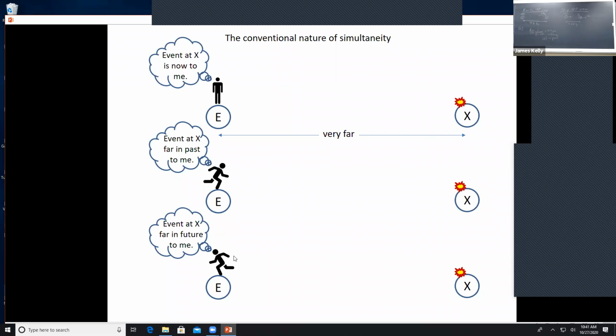Similarly, if the person just runs in the other direction, all of a sudden their assessment is that this event hasn't happened yet. It's far in the future to me. It's not going to happen for a long time. Now it happened a long time ago. Now it's going to happen a long time in the future, and I keep changing my mind about that. That seems kind of absurd. Well, it's not absurd in a contradictory kind of way, but it points out the fact that the question of what's happening now at a distant location is something that requires us to have a very careful definition.